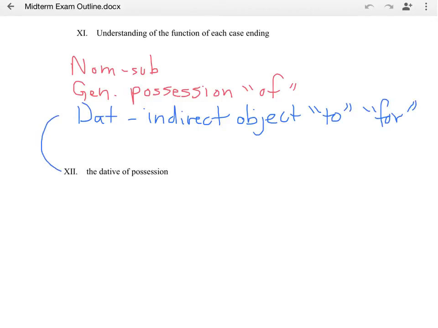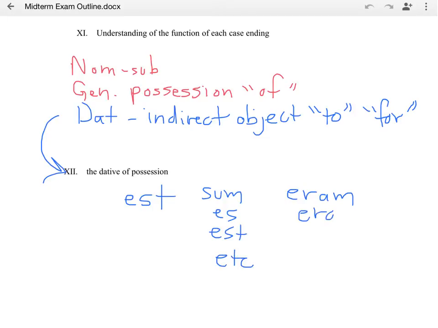Note that the next point down here is going to be the dative of possession, so you can also use the dative like the genitive for possession, but only in certain circumstances with the verb to be. It has to be a form of the verb to be. Sum, eram, past or present tense: sum, es, est, sumus, estis, sunt, etc. Eram, eras, erat, eramus, eratis, erant, etc. So the dative can sometimes be used for possession, as long as you use the verb to be in the sentence.